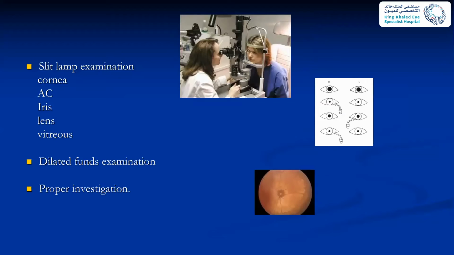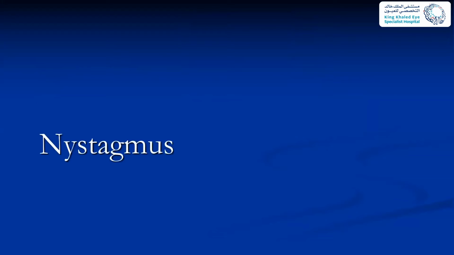Of course, we will do a slit lamp examination of the cornea, anterior chamber, iris, lens, and vitreous. So we do a systematic examination. We will dilate the pupil and look at the fundus picture, and then we will see what investigations we should do. Now let us talk about nystagmus specifically.